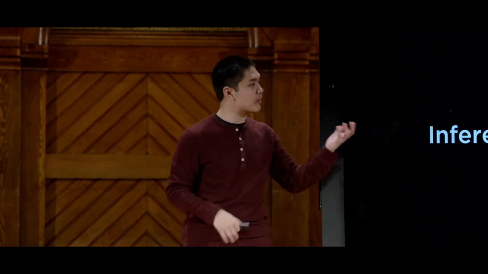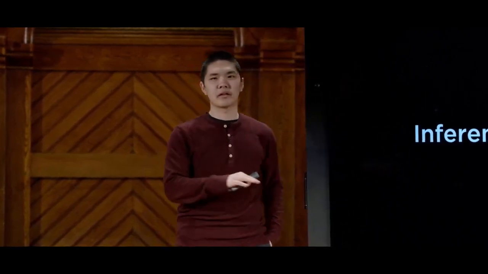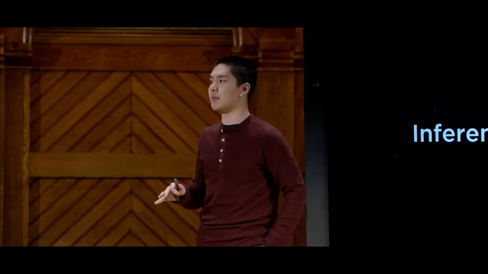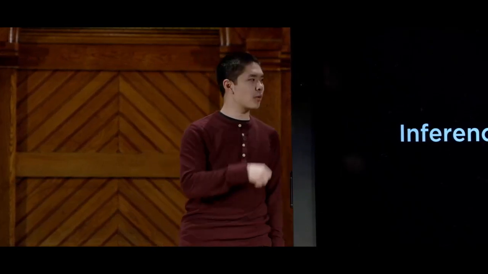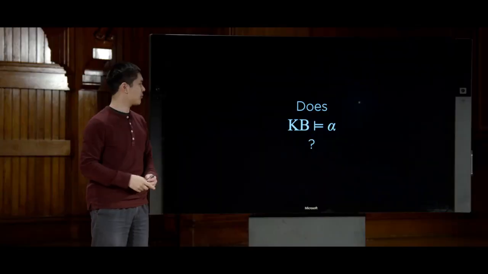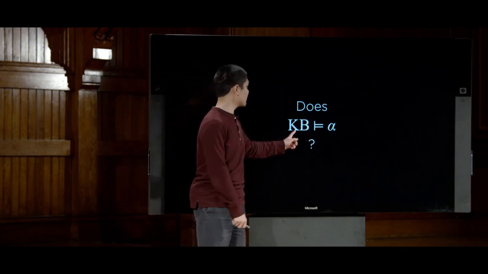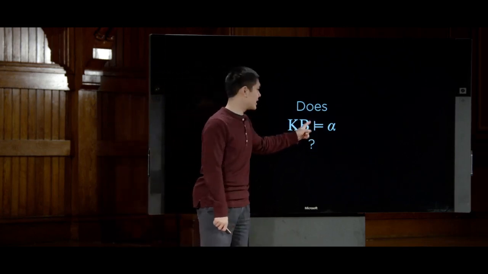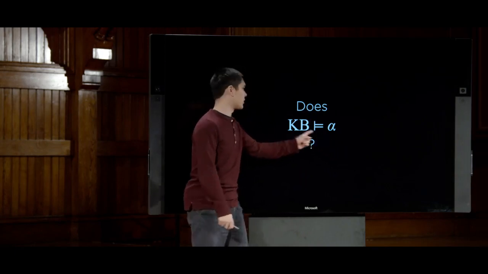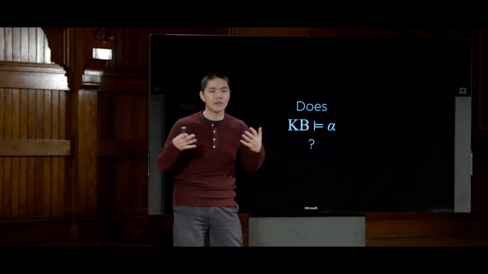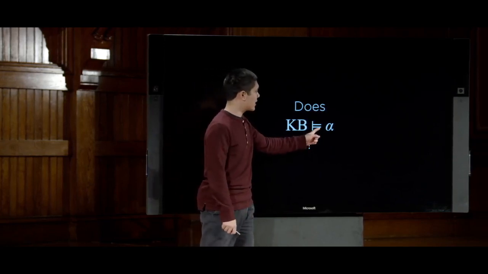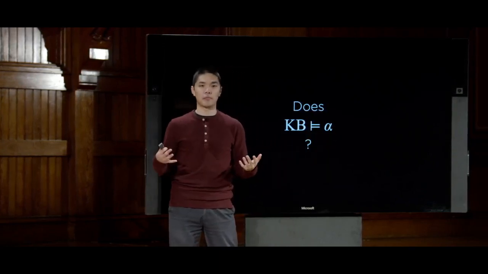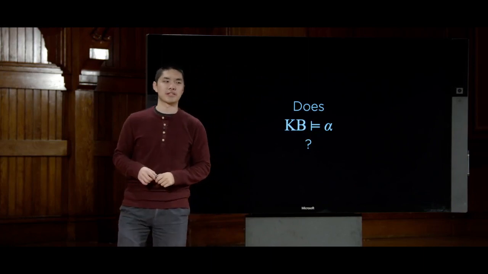And ultimately, what these inference algorithms are going to answer is this central question about entailment. Given some query about the world, something we're wondering about the world, and we'll call that query alpha, the question we want to ask using these inference algorithms is, does KB, our knowledge base, entail alpha? In other words, using only the information we know inside of our knowledge base, the knowledge that we have access to, can we conclude that this sentence alpha is true? And that's ultimately what we would like to do.